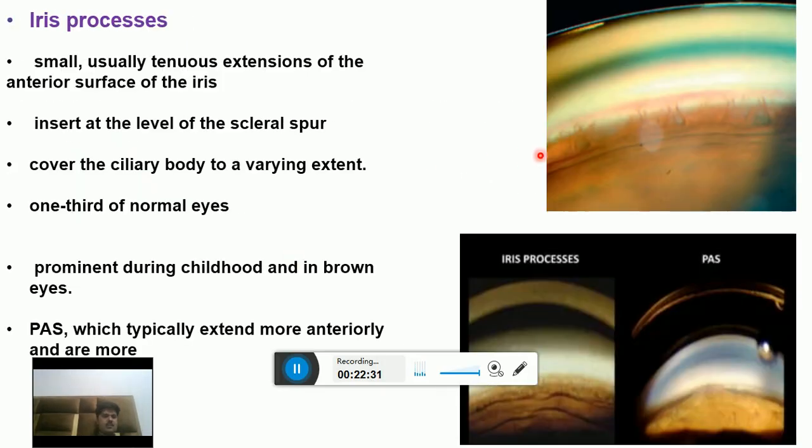The iris processes are small, usually tenuous extensions of the anterior surface of the iris that insert at the level of the scleral spur and cover the ciliary body to a varying extent. They are present in about 1/3 of normal eyes and are most prominent during childhood and in brown eyes. The processes should not be confused with PAS. The PAS typically extend more anteriorly and are more substantial. These are iris processes and these are the PAS.